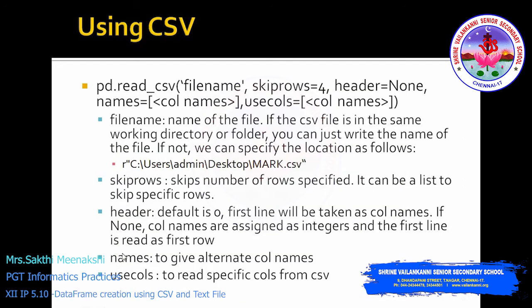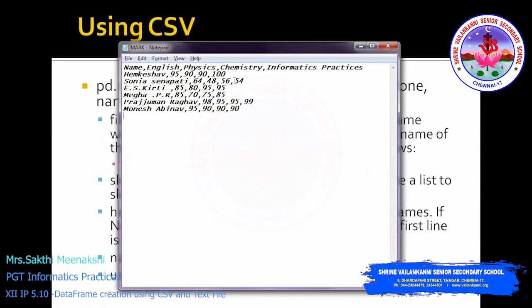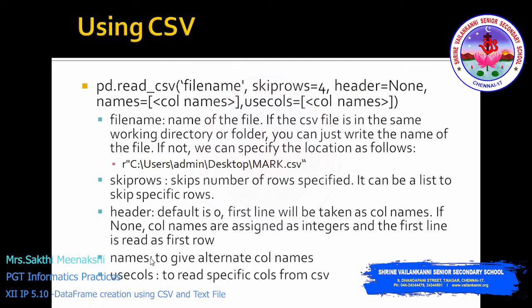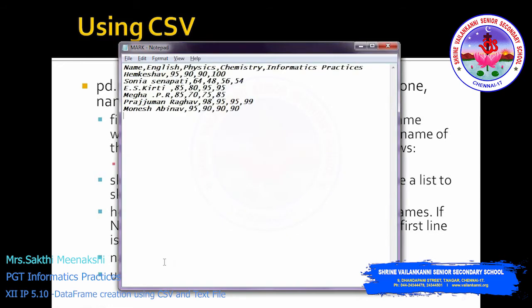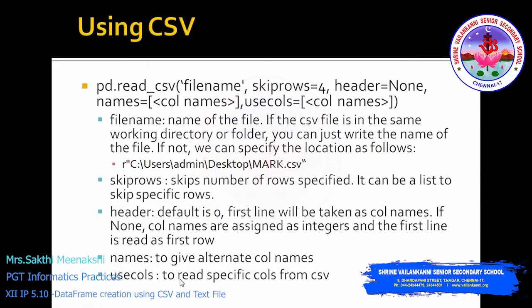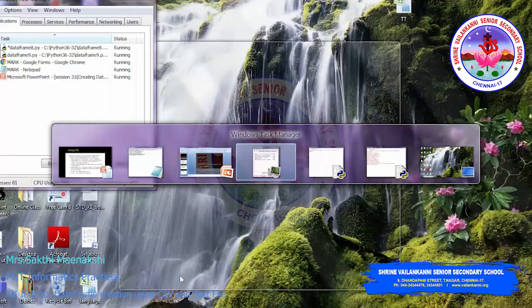Okay. So next we have names, to give alternate column names. So here we have name, English, physics, right? If you want to read the file and give some other names for these columns, you can do it using this names keyword. And then we have usecols. So usecols is used to read particular columns from the file. This file contains 5 columns, right? If you want to read specifically any 2 columns from this file, then you can do it using usecols. Okay.